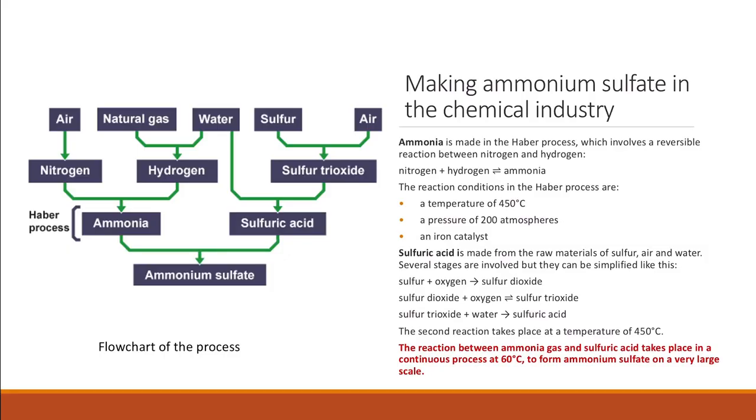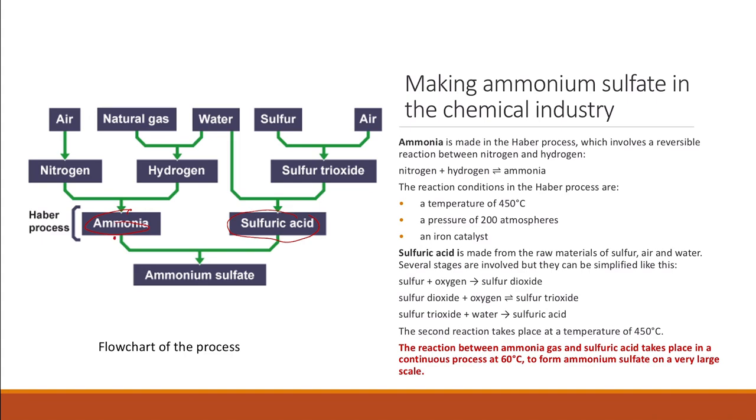Making ammonium sulfate in the chemical industry. Ammonium sulfate, as we said, is one of the fertilizers. It can be made industrially by a reaction between sulfuric acid and ammonia. But in the industrial process, we will start with the raw materials.